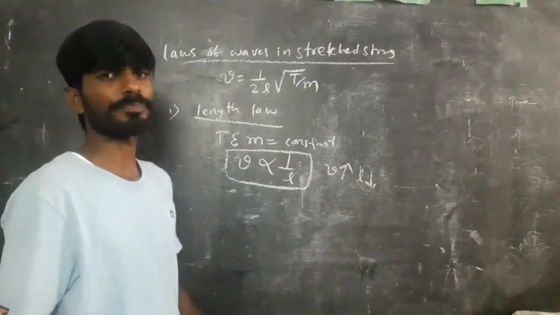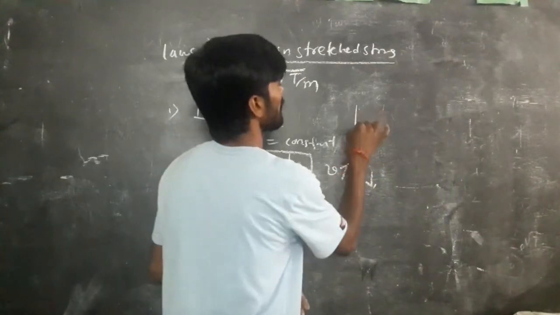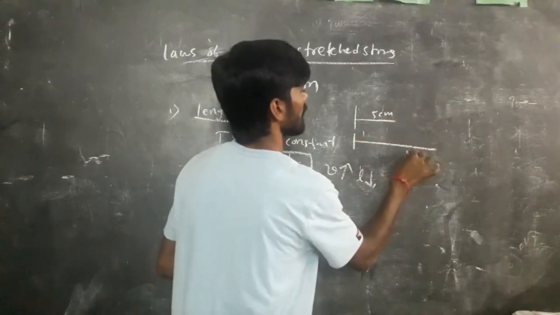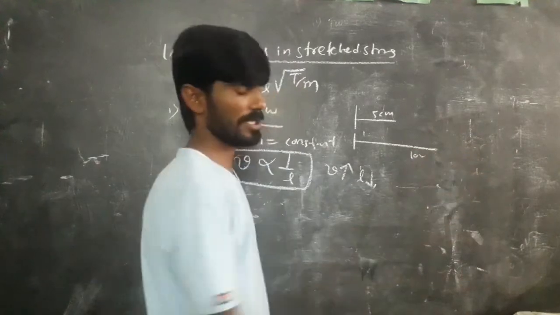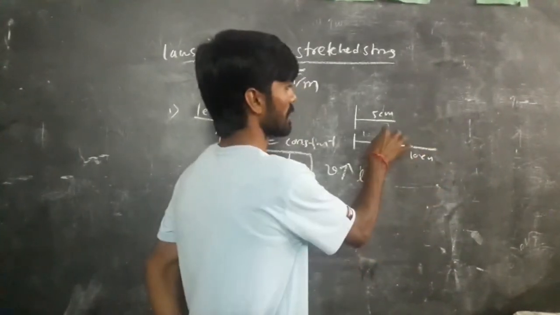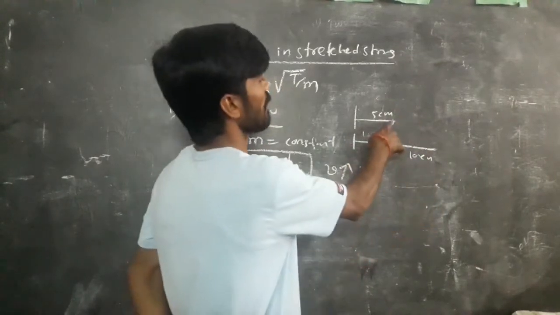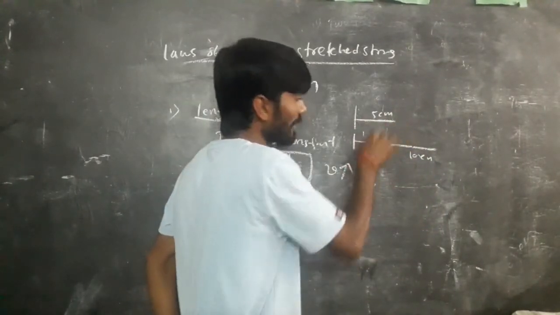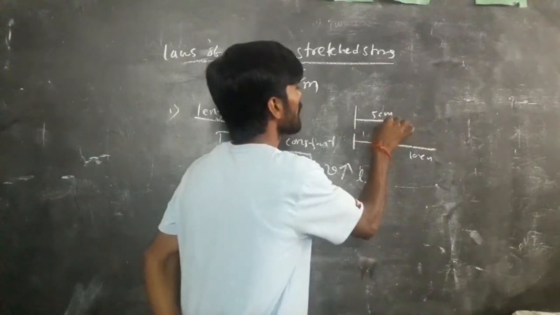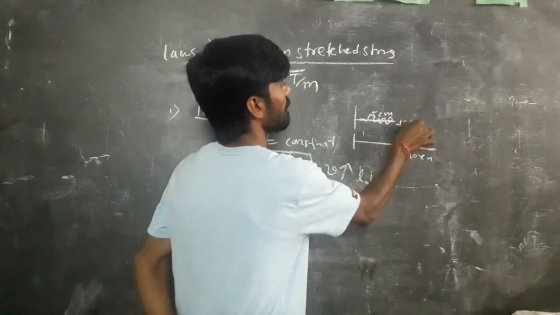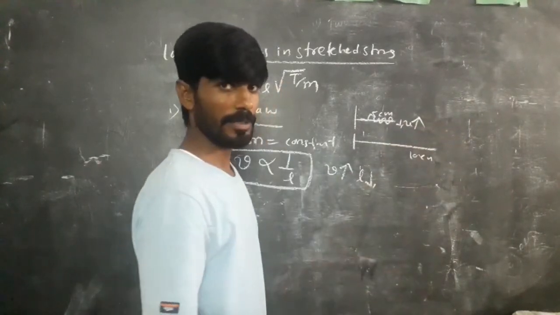Just simple. For example, I select 5 centimeters of string, and for the second one I select 10 centimeters of string. If you pluck both with the same applied force, then with 5 centimeters the distance is very small, so the number of vibrations is more. Length is lesser but vibrations are more.